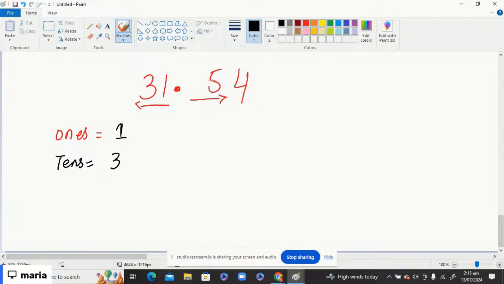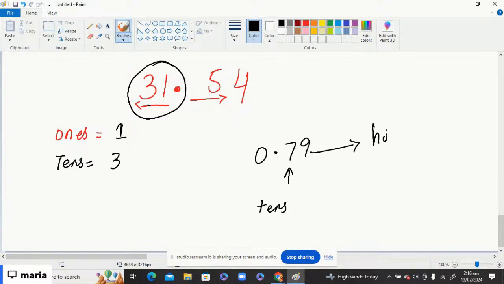Now, this is 31 point, it's in the case of this way. But when we say here is 0.79, which number is in the tenths place? This 7 is in the tenths place and this 9 is in the hundredths place. Understand or not? This is the way we solve these kinds of questions.